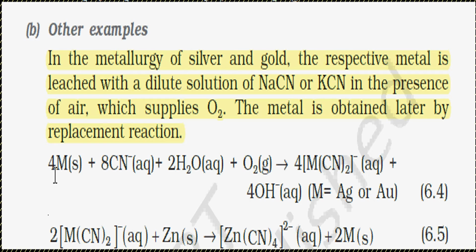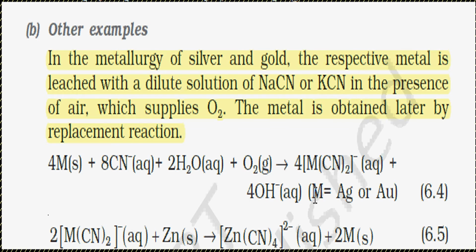So here you have 4M, where M is a metal, that is Ag or Au, that is silver or gold, plus 8CN minus plus 2H2O plus O2 gives you 4M(CN)2 minus, which is a complex ion, plus 4OH minus.